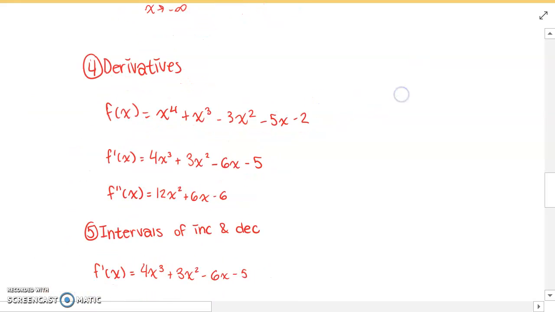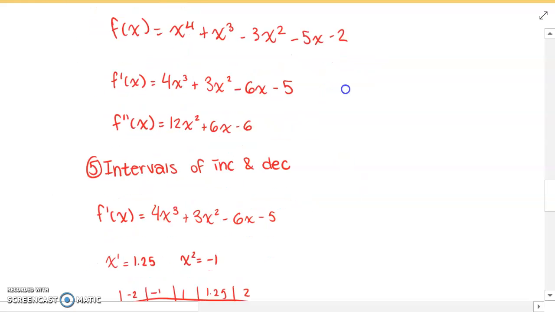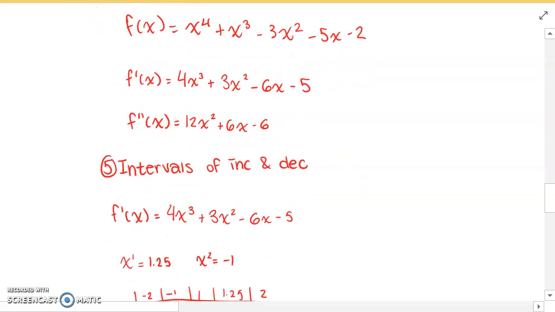Next, I took a look at the derivatives. So by using the exponent rules and the rules you'd use when looking at derivatives, I ended up getting that the first derivative was 4x cubed, which I got by moving the 4 down in front of the x and subtracting 1 from the exponent, plus 3x squared, which I got by doing the same thing, minus 6x, which I got by doing the same thing, minus 5, because the minus 2 in the original equation would leave, since that's one of the rules. And then the second derivative, by doing the same rules, I ended up getting that f double prime of x is equal to 12x squared plus 6x minus 6.